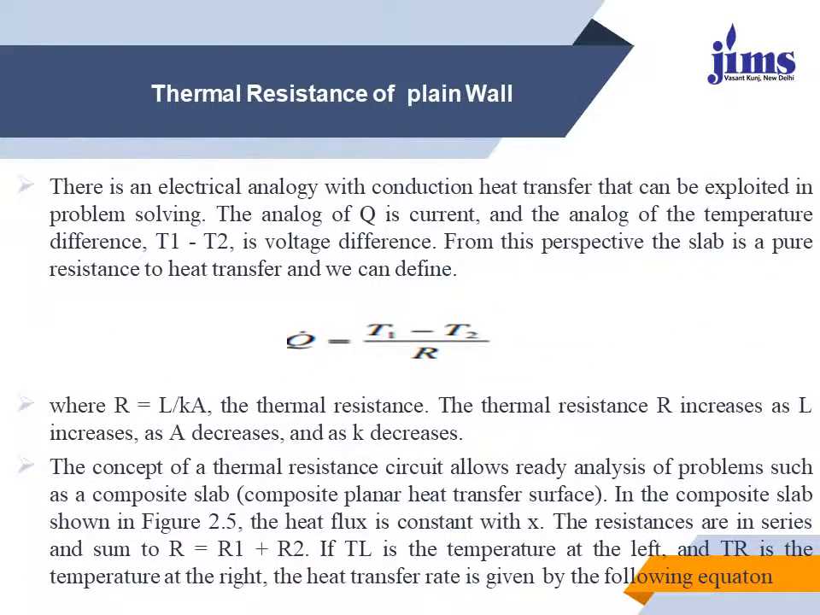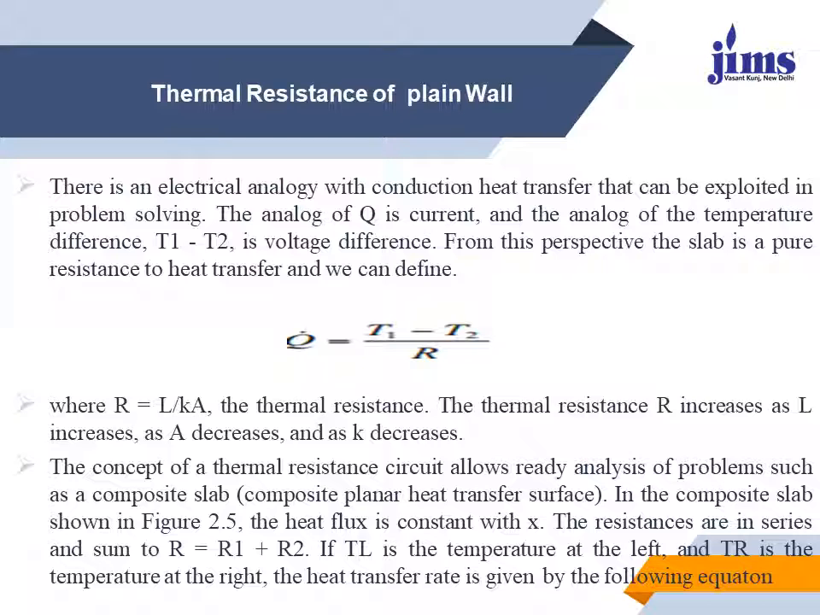Thermal resistance of a plane wall. We will discuss the thermal resistance of a plane wall, the thermal resistance of a composite wall, thermal resistance of conduction, thermal resistance of convection, and the thermal resistance of radiation. So the equation is Q dot equals T1 minus T2 divided by R.